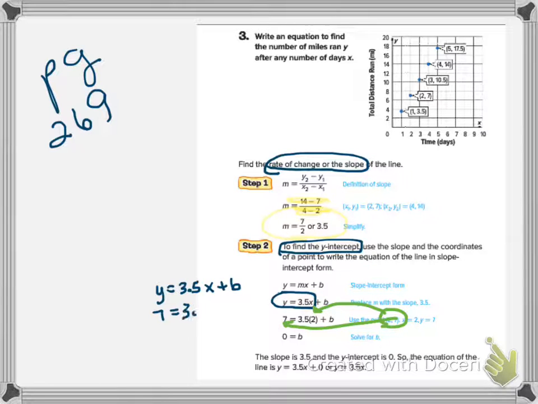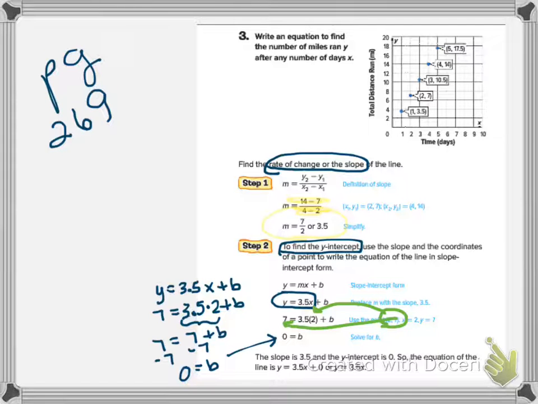And so we'll use that same ordered pair. But we're going to do that multiplying so that we can solve for b. And 3.5 times 2 is 7. And then to get the b by itself, we're subtracting 7 from both sides. And that's how they ended up with the b equal to 0.